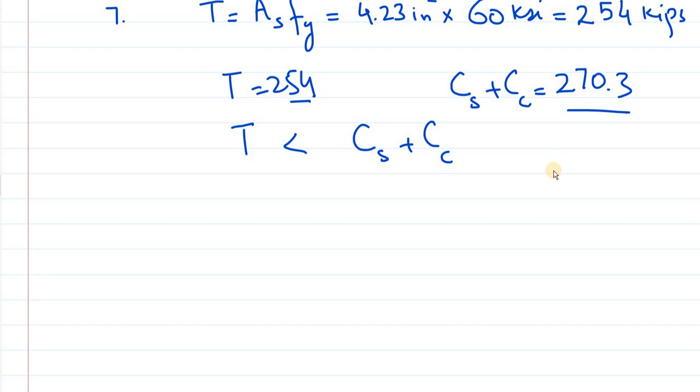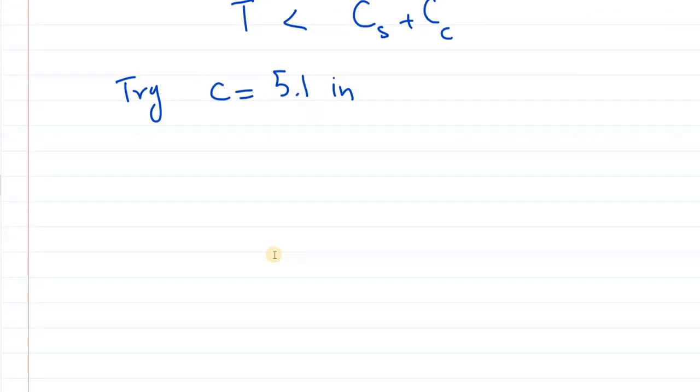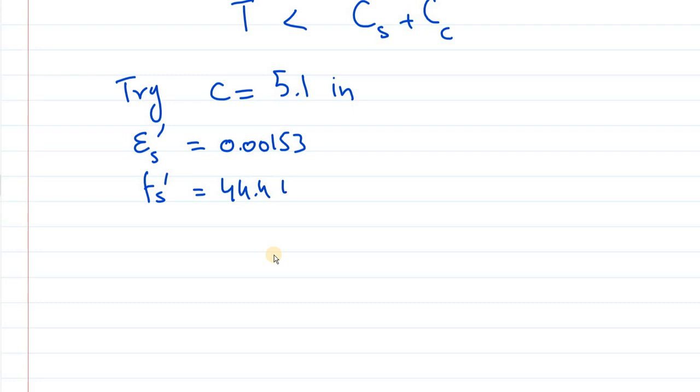So maybe we can try C equal to 5.1 inch. And based on this, we can just write down the same calculations that we had done. So you may perform it on Excel sheet, and this will be really quick. So epsilon s prime for this case becomes 0.00153, and then next we calculate Fs prime based on this, and that becomes 44.4 ksi, again less than your 60 ksi Fy, and so this is your Fs prime.